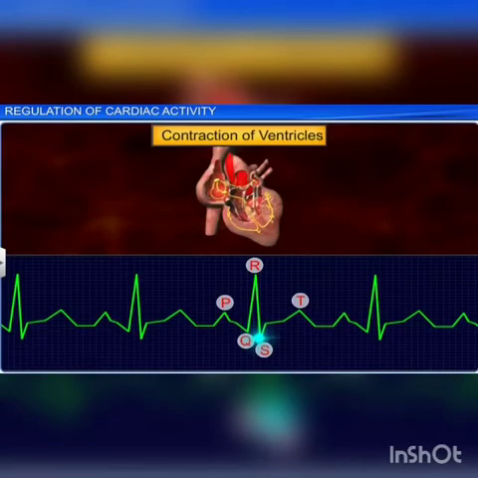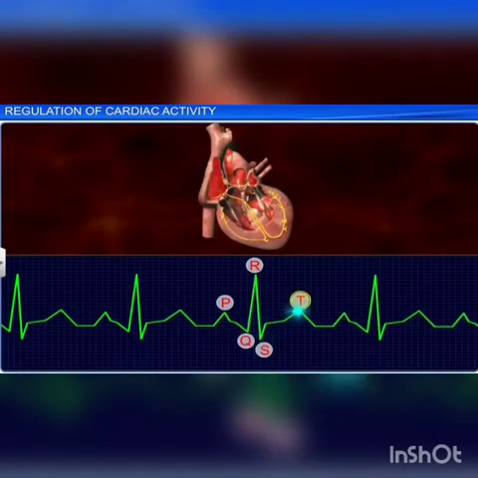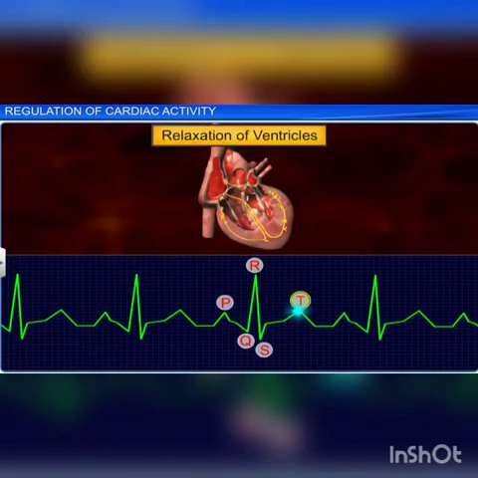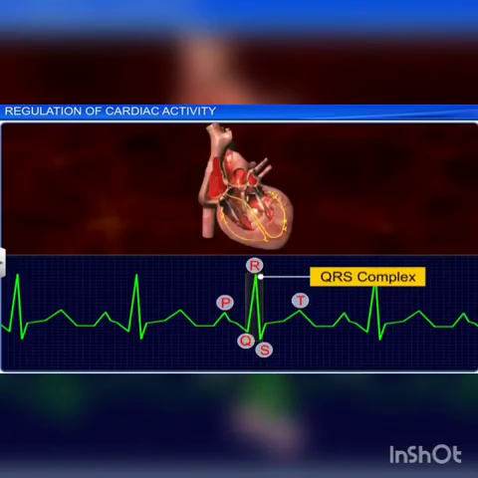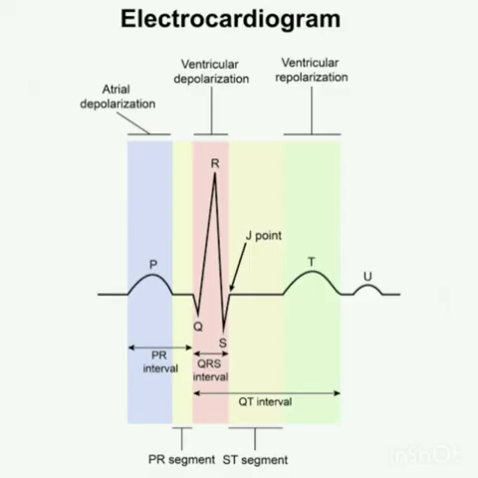Next is the T wave. It represents the ventricular repolarization. The duration of the T wave is longer than the QRS complex because repolarization takes place gradually throughout the ventricles. Okay, so the P wave is due to atrial depolarization, the QRS complex is the ventricular depolarization, and the T wave means the ventricular repolarization.